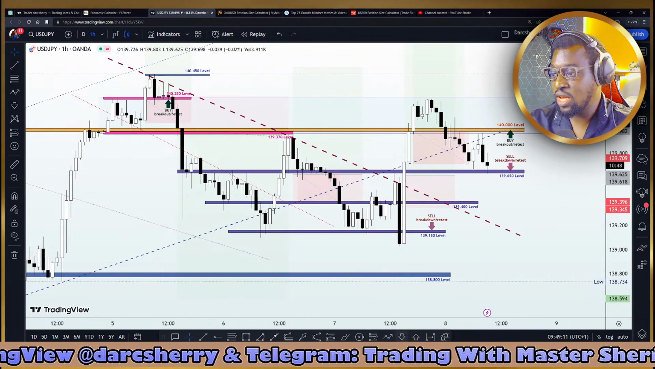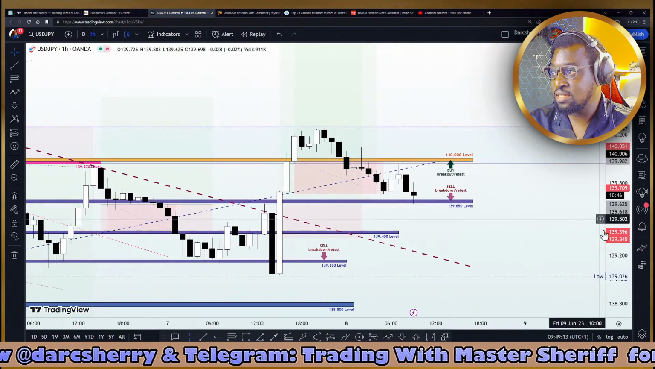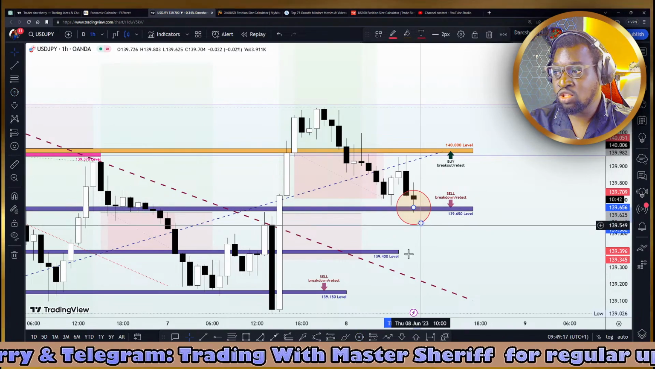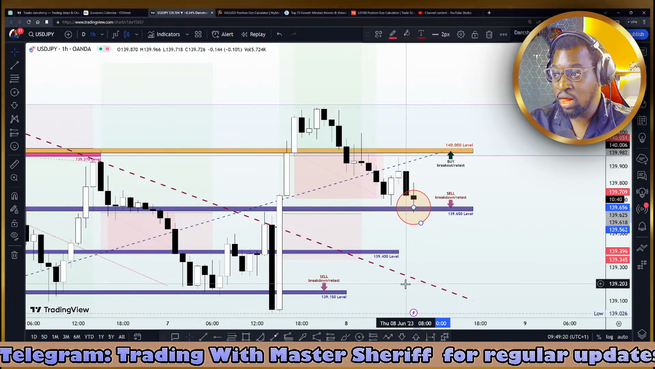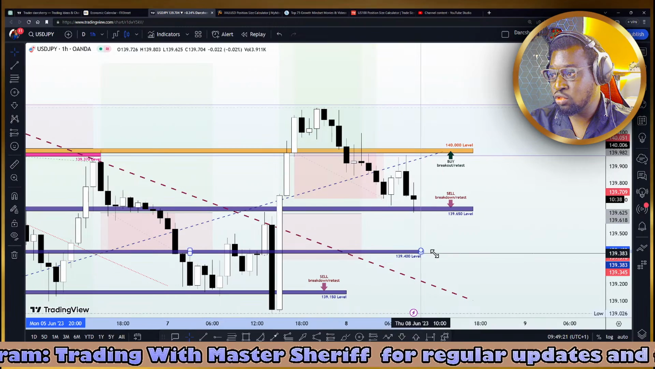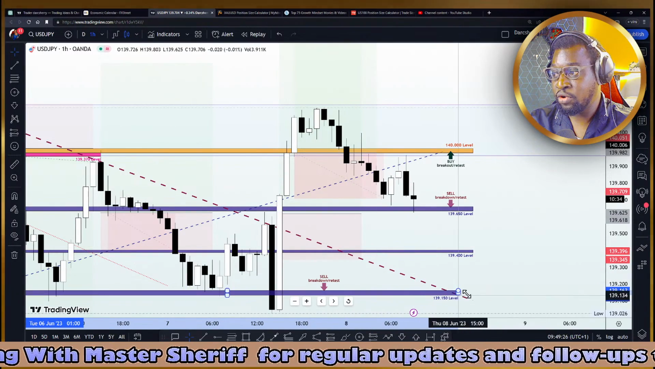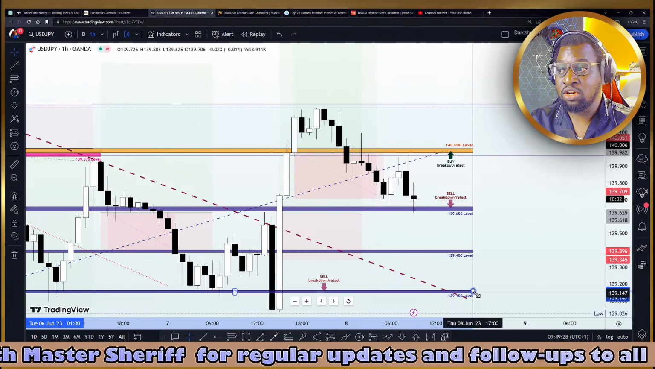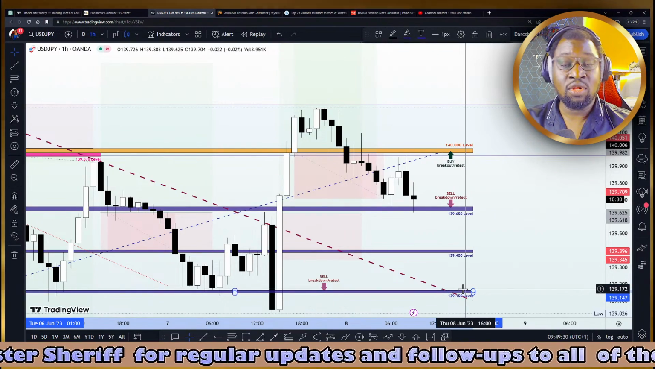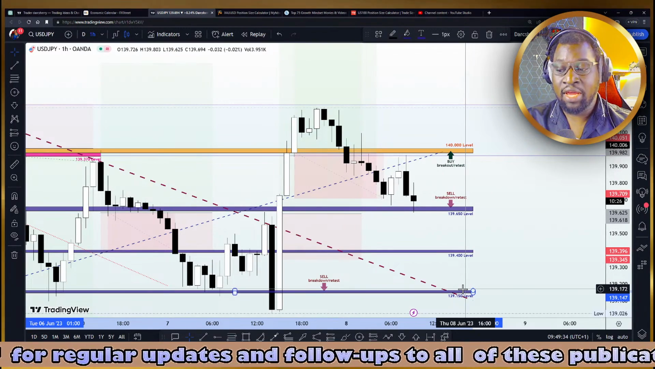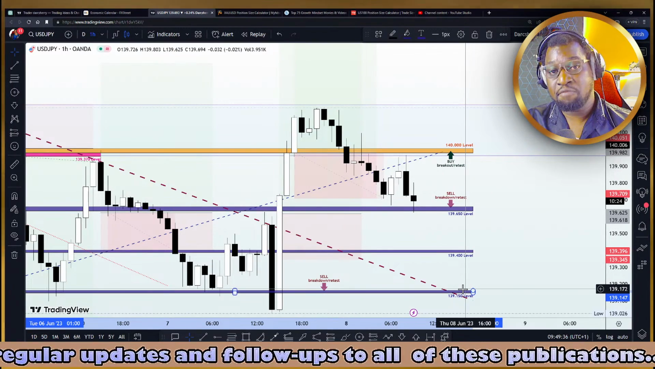So in as much as we are looking out for selling opportunities below the 139.650 here, we want to be mindful of this trend line too. So we are going to be mindful of the 139.400, and we're also going to be mindful of the 139.150, as depending on how price action reacts to this level will determine if we are going to be adding more sell positions or getting ready for another wave of bullish momentum.